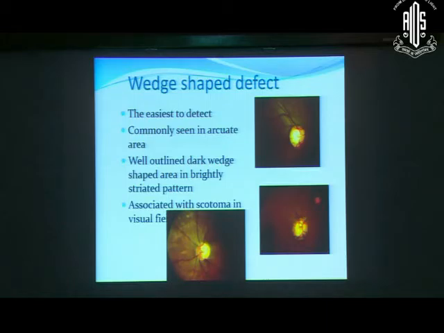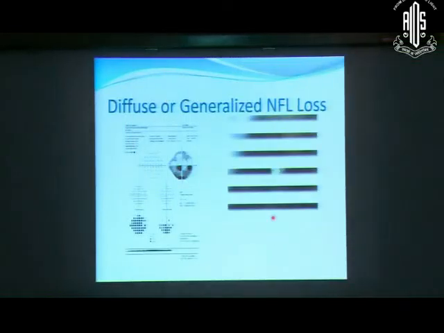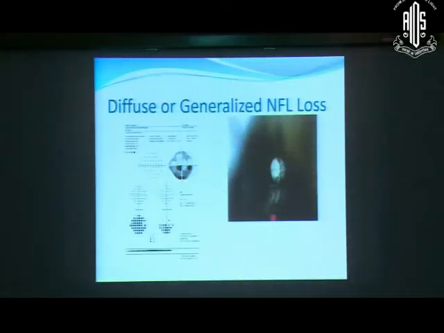So by doing a good clinical examination of the disc and the RNFL, you would come to know what kind of defect you can expect for the patient. Like in this patient, you can see that there is a diffuse generalized loss at the superior pole, and obviously this patient has a correlating inferior arcuate scotoma.